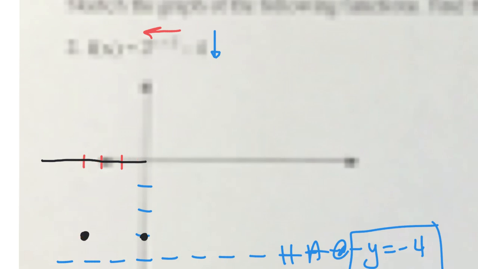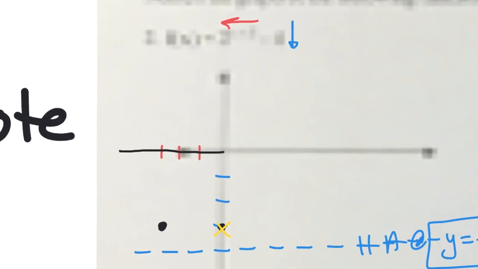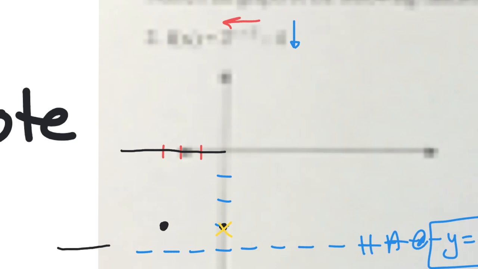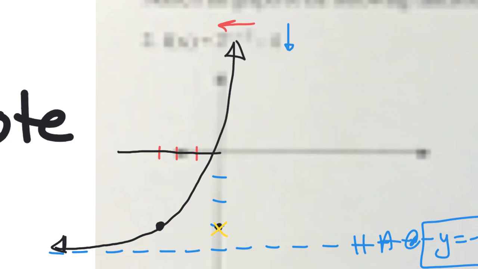We don't worry about this point anymore. That's not a part of our graph. So our graph will start close to the asymptote on the left, go through that point, and grow exponentially, as it normally does. So a horizontal asymptote at y equals -4, a range of -4 to infinity, and that y-intercept point is 1 unit above your horizontal asymptote, like it always is, but 3 units to the left of the y-axis.